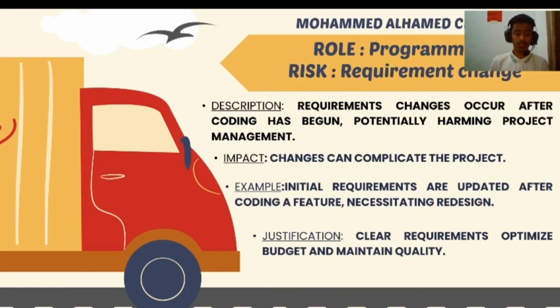For question 6, my role is programmer and I choose the risk of requirement change. In this part, we will divide into 4 points: description, impact, example, and justification. For description, requirement change can occur after coding begins, potentially harming the project development. Clear and complete requirements are essential for project management and before starting the coding process, to help developers understand the system and avoid major issues later.